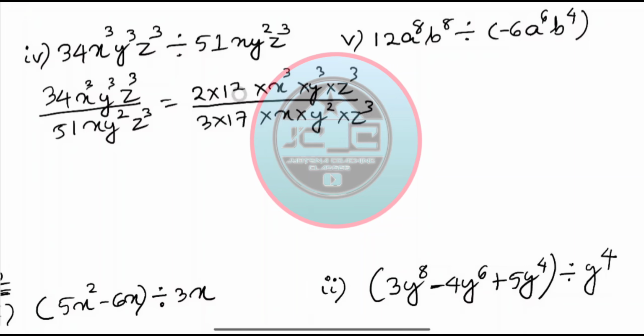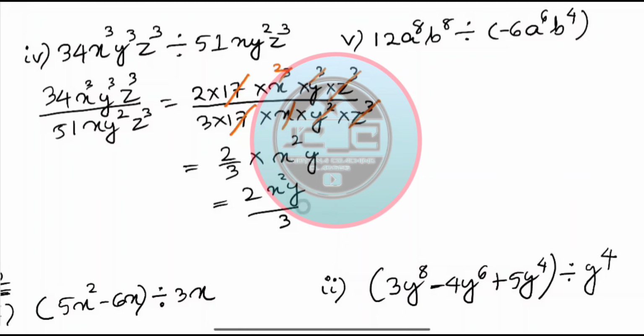Now the cancellation begins. 17 got cancelled, x got cancelled, 2 remains, and from x cube, x square remains, y square is completely cancelled, 1 y remains, z cube got cancelled totally. Now the only thing that remains is 2 upon 3 into x square y, that's it. 2 by 3 or 2x square y by 3, whichever you can write down there. Now you can pause the video and write down the answer. Let's move to solve the fifth one, bit v.